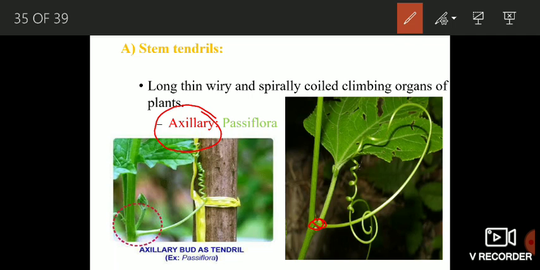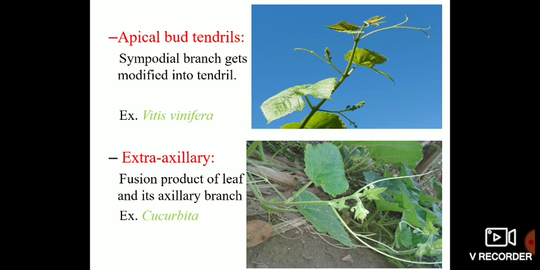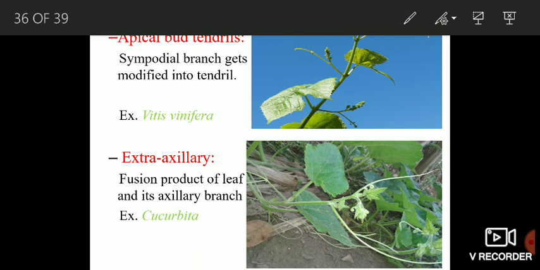Here you can see the axillary bud has got modified and it has developed into a tendril, and the example is Passiflora. Here you can also see the axillary bud has got modified and formed a tendril. The second category of tendrils is apical bud tendrils. The apical bud tendrils are those tendrils which arise from the sympodial branches at the apex of the plant.